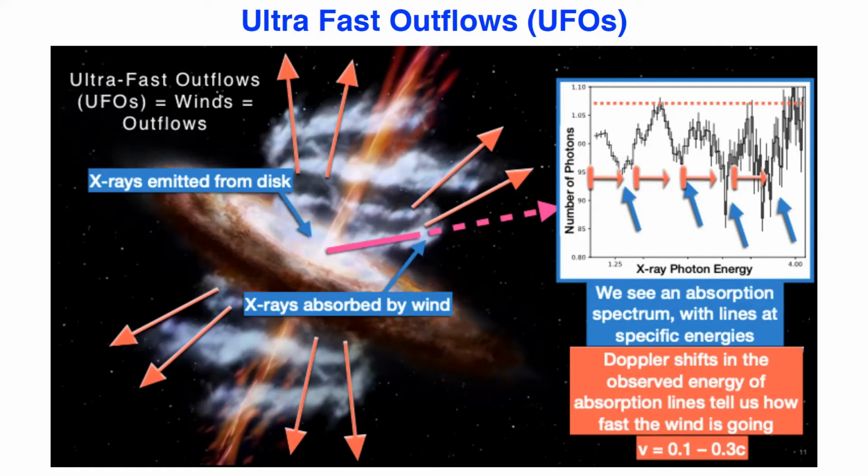The outflow velocities that we do observe go from 0.1, so 10%, to 30–40% the speed of light. So they're really powerful things. In this talk, I'm going to talk about ultra-fast outflows, which are wind outflows. They're all the same thing.